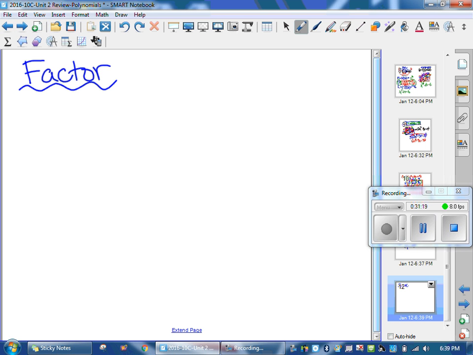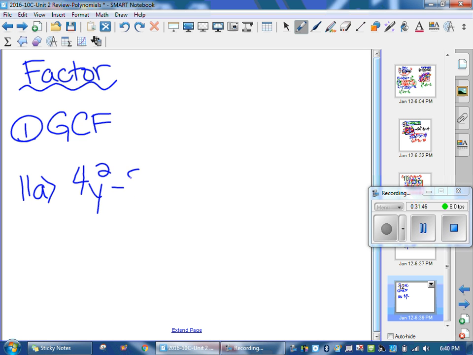For example, if we take a look at the first one, the first type we have is greatest common factor. So if we take a look at number 11a, we've got 4y squared minus 8y cubed plus 4y exponent 4. We need to find a greatest common factor. Now, what the heck is a greatest common factor?